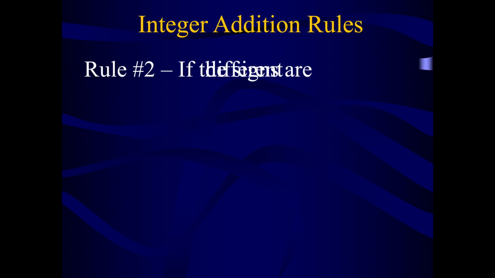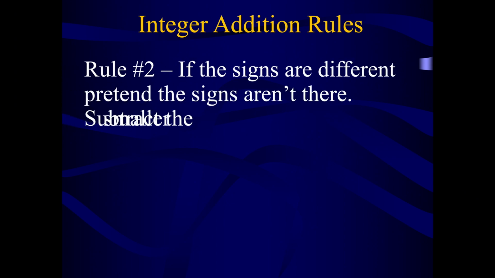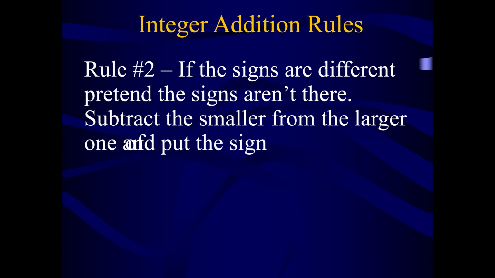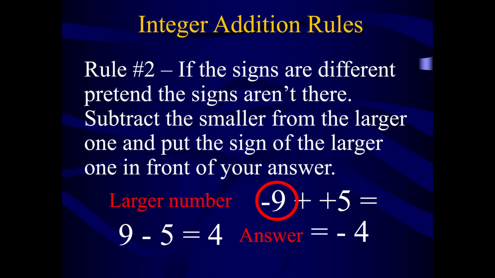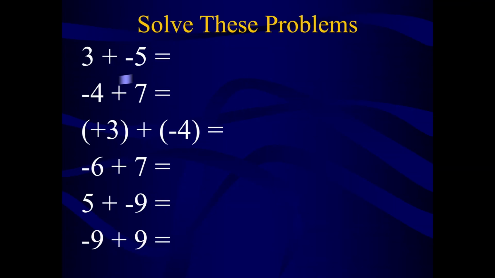However, rule number 2, if the signs are different, pretend the signs aren't there. Subtract the smaller from the larger one and put the sign of the larger one in front of your answer. Negative 9 plus positive 5 equals. The larger number is negative 9, so we know our answer is going to be a negative number. From our larger number, we subtract the smaller number, and we get the answer 4. Then we add a negative symbol, so our answer would be negative 4. Solve these problems. 3 plus negative 5 equals.